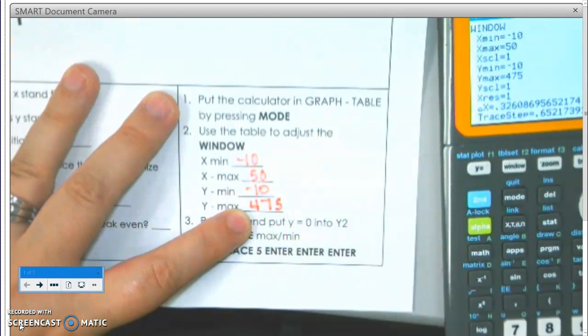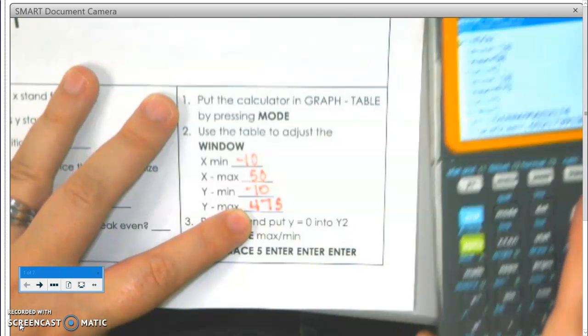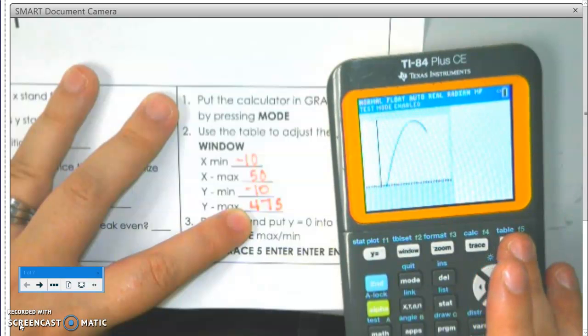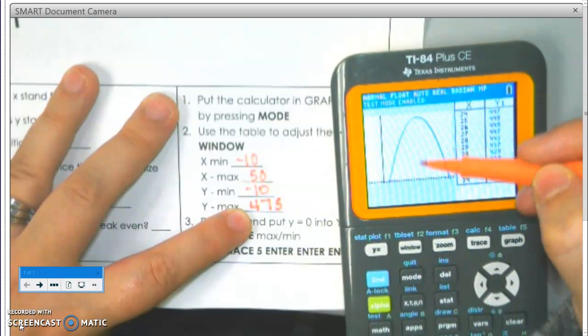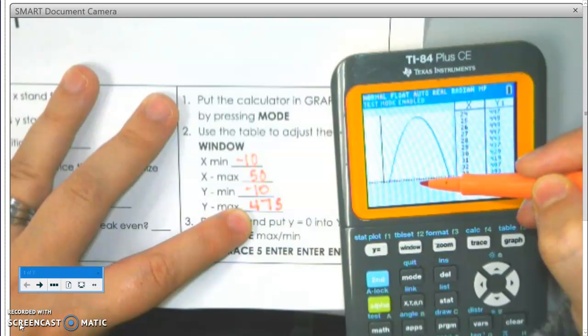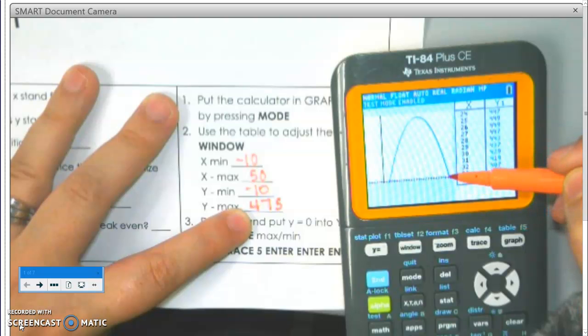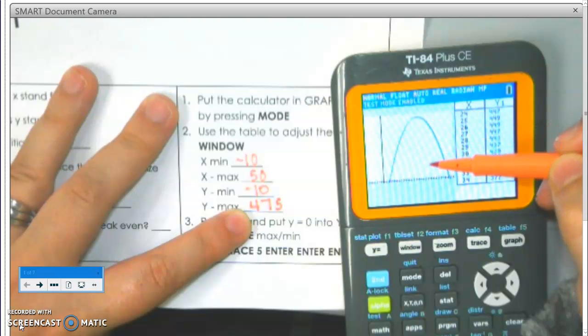Like I said, it's kind of a little bit of a guess and check game. I just know I need to see at least as high as 449, and I'm just going to pick something bigger and hope that that's enough. All right, so let's hit graph. Perfect. That was good guessing. So I knew that 25 was my halfway mark, so that's why I made my X max 50. And because my table went up to 449, I went ahead and made my maximum 475. I knew that that would hopefully be high enough.